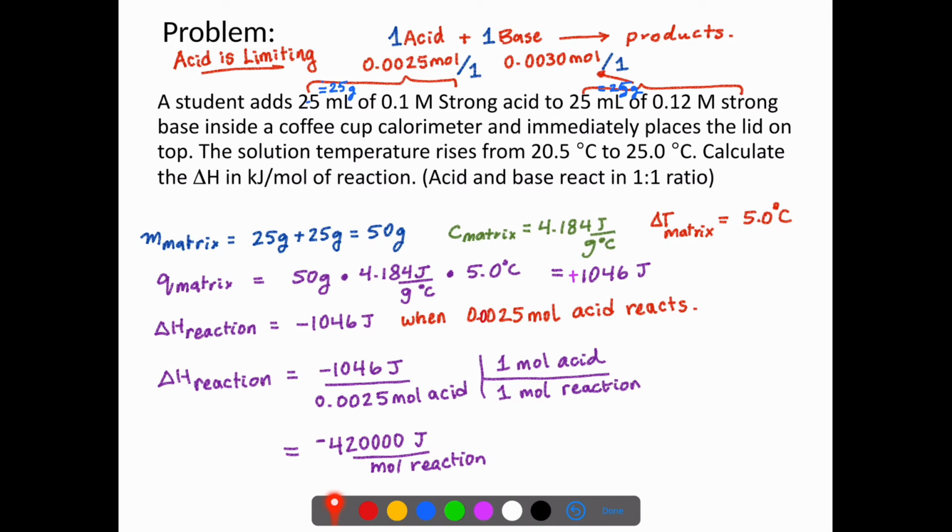Okay, so that's the number I got rounded off to 2 significant digits, which when you convert to kilojoules, since there are 1,000 joules in a kilojoule, the joules cancel out and you get the amount of energy released by the reaction. So it's released because it's negative. So this is the amount of energy released by the reaction, you can say released per mole of reaction, or in other words, released per mole of acid that reacts.